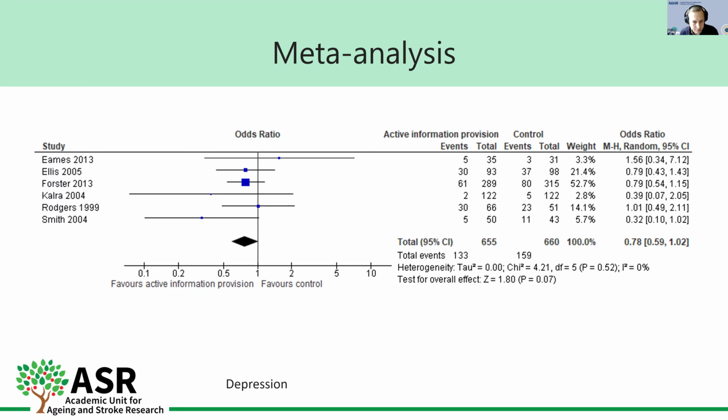And we'll also usually have some statistics around heterogeneity. So that's how different the study estimates are from one another, and how much that might be down to chance or due to differences between the studies, and a test for the overall effect. So that's how likely the pooled estimate is to differ from no effect.